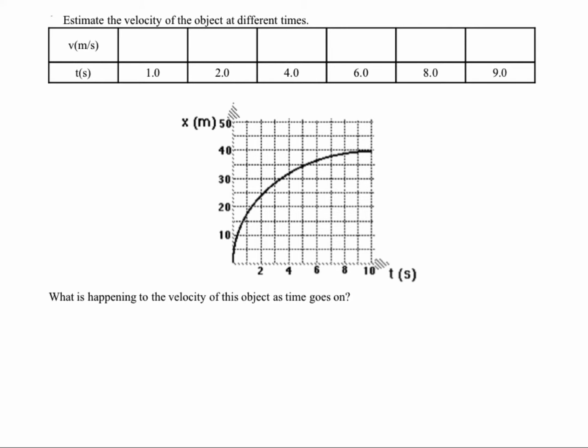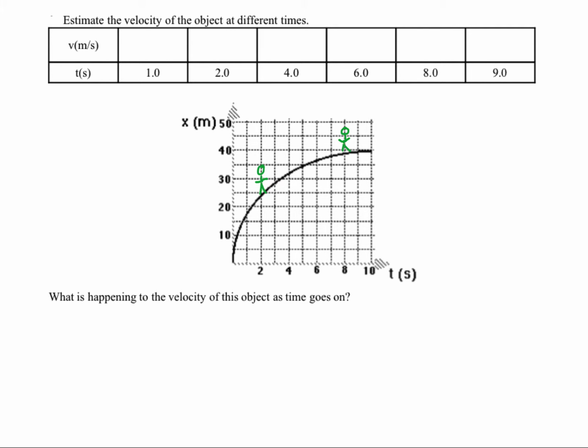All right, here we have a position versus time graph that's curved. And whenever we have a curved graph, the slope of the graph is changing. So, for example, the slope over here at t equals 8 is going to be different from the slope over here at t equals 2. And the slope is a measure of the steepness of the curve.